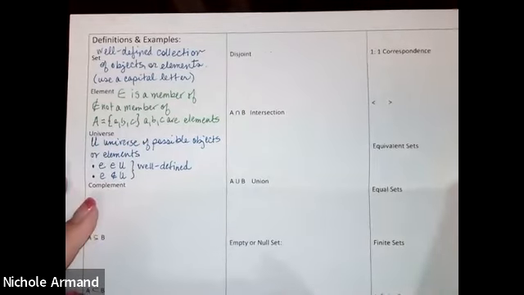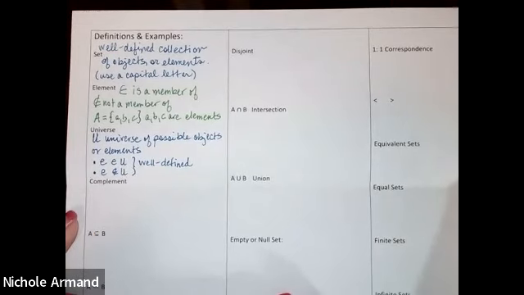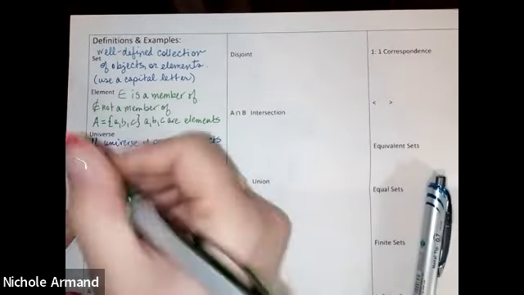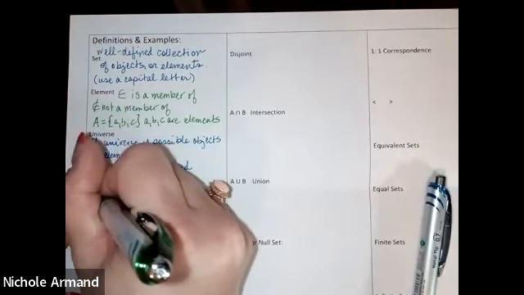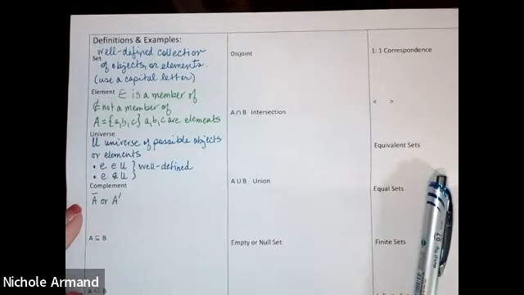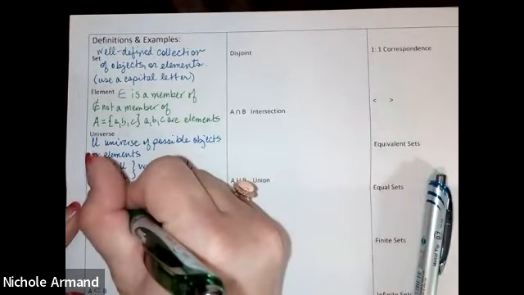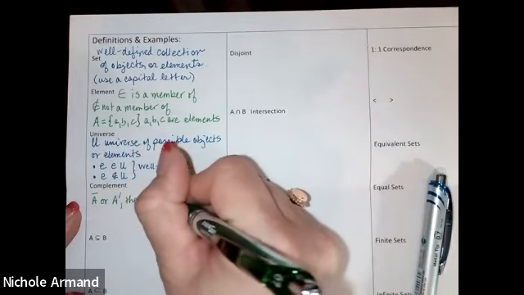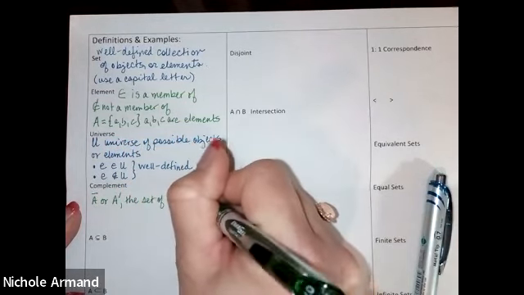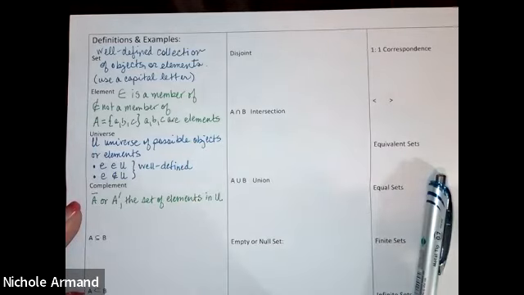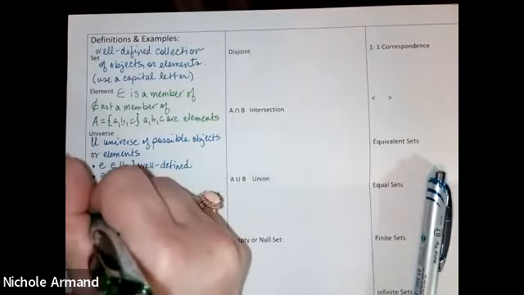So now the complement, which we denote as either A, so the complement of set A with a bar on top, or A with a prime on it like this, is the set of elements in the universe, so in U, that are not in set A.